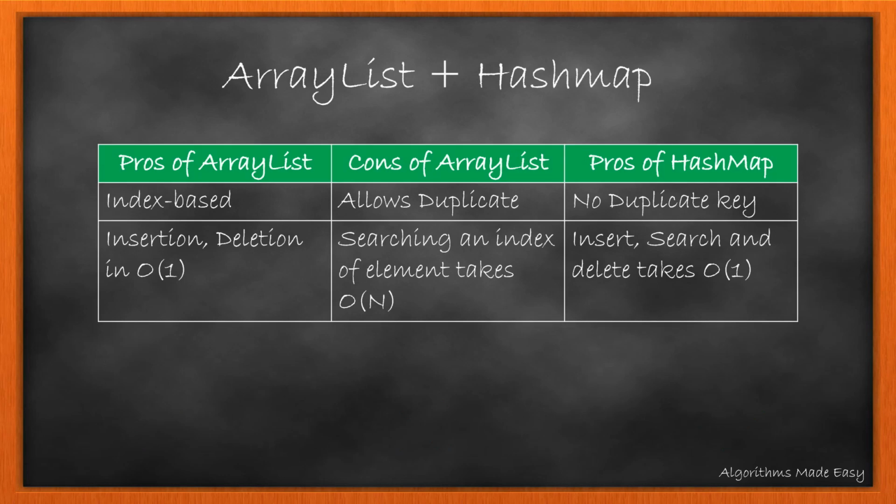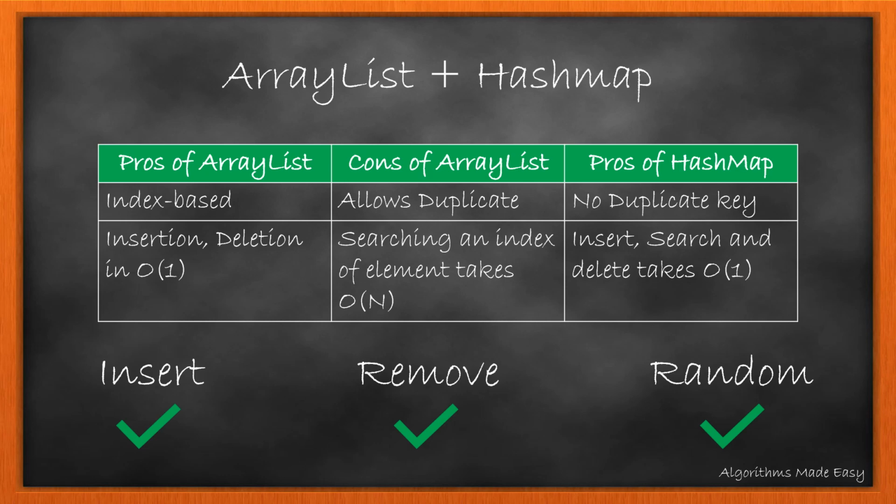If we use hashmap, we can work around the cons of ArrayList. As hashmap has no duplicate keys and the average complexity to insert, search and delete an element is O(1). But as the random function needs to have the same probability for all the elements, we need ArrayList and cannot use hashmap alone. So with this combination, we can achieve all three functions in O(1).